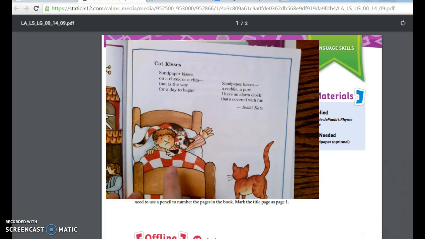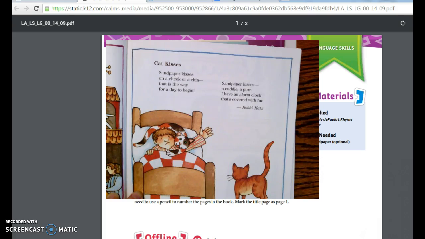So you can just imagine a cat's rough tongue kissing the little boy and licking that little boy. And if you have a cat at home, then you may know and you may have felt a cat's tongue before and know that that feels really rough like sandpaper.